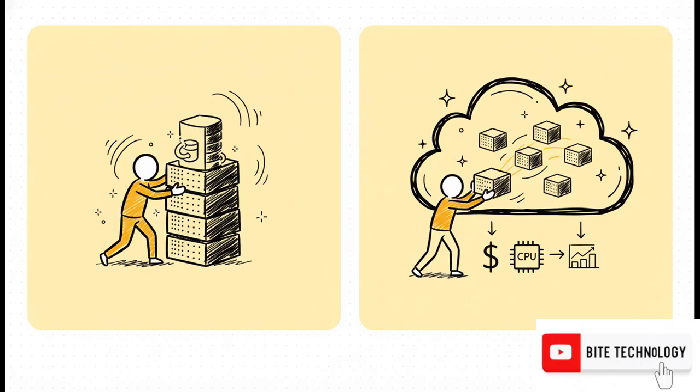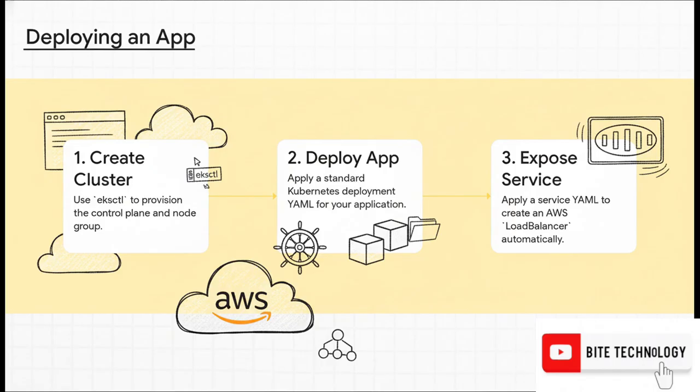On the other hand, you choose Fargate when you just want to run your container and not think about servers at all. You just pay for the CPU and memory your pod uses. It's absolutely perfect for microservices. Now you might be thinking this all sounds really complicated, but look at this. The day-to-day workflow can be this simple.